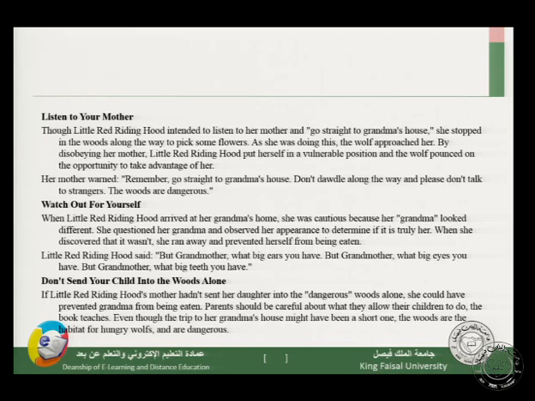Then number three is watch out for yourself. Question grandma and observe her appearance to determine if it is truly her. When she discovered it wasn't, she ran away. That means to take care of yourself. And if you are in trouble, you have to know how to act, to run away or to do something clever that saves your life, or your life and the life of other people with you, if you can.